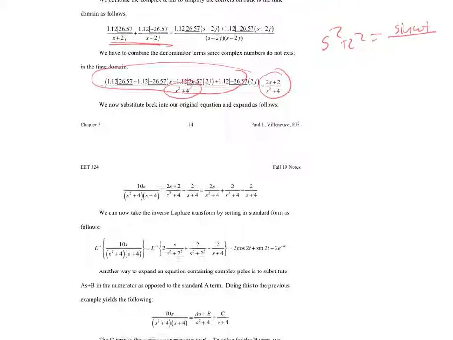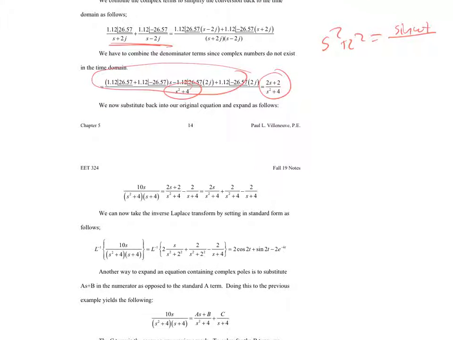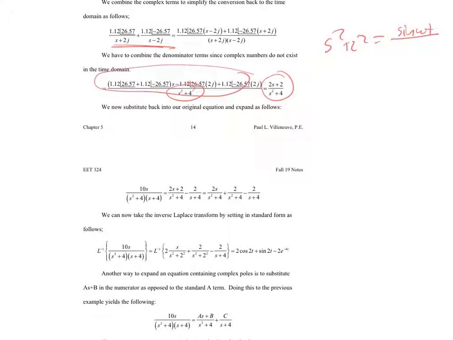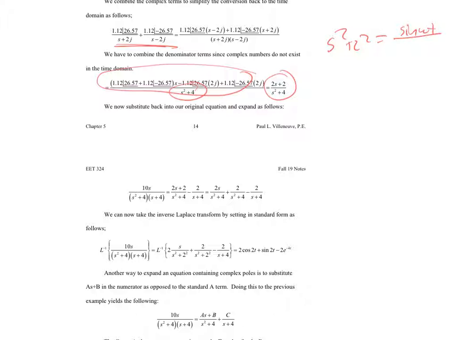If I continue on and then just break them up, because I have a 2s over here, I can just break them up. I have 2s over s squared plus 4 plus 2 over s squared plus 4. Now I can just take these individual terms back into the time domain.